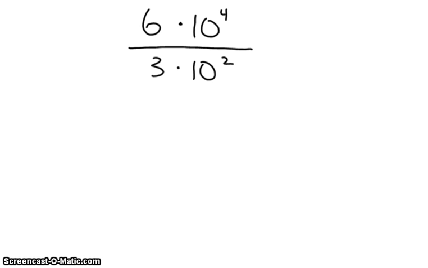So first we'll look at 6 divided by 3. Well, let's just act like it's any other fraction. They're both divisible by 3, so this becomes a 1, and the 6 becomes a 2. Let's look at our exponents now. If I'm going to subtract, then 10 to the fourth is bigger than 10 squared. So I'll subtract 2 from 4.